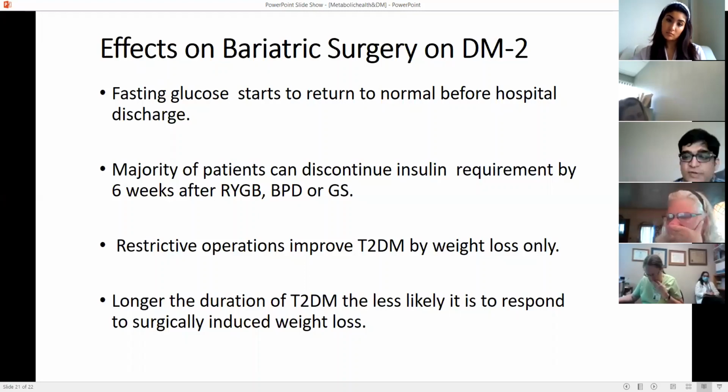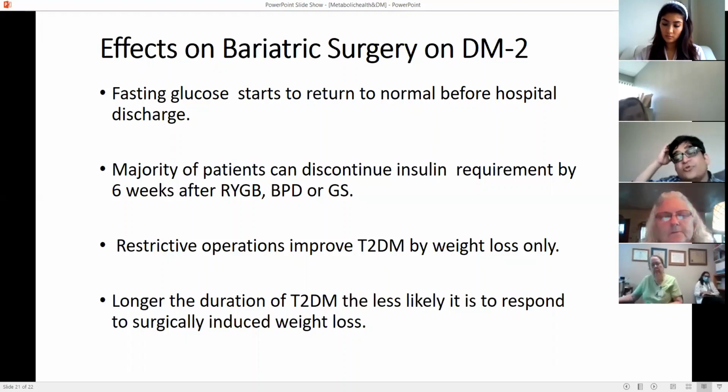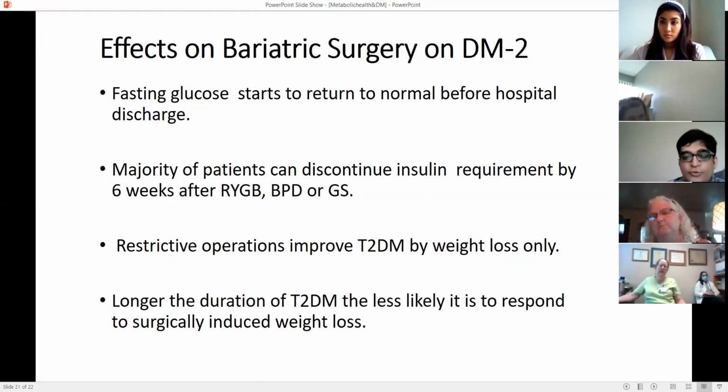And their insulin resistance will start to go down significantly the next day. Again, they have not lost weight yet. So there are some direct weight loss related benefits, and there are some effects that are unrelated to weight loss. And that is just because we are changing the anatomy and the gut hormones are going up, which is helping the pancreas to release insulin.